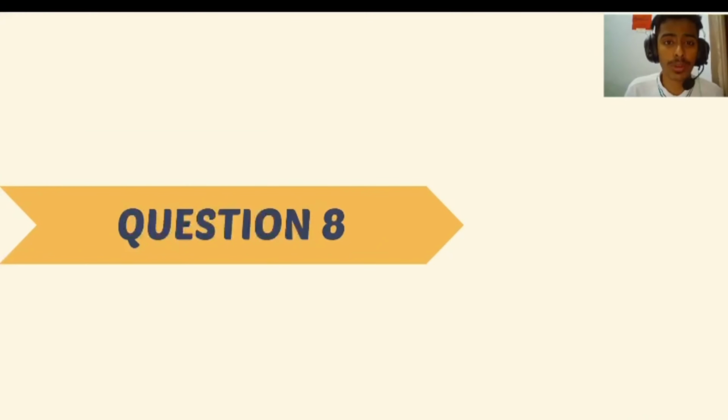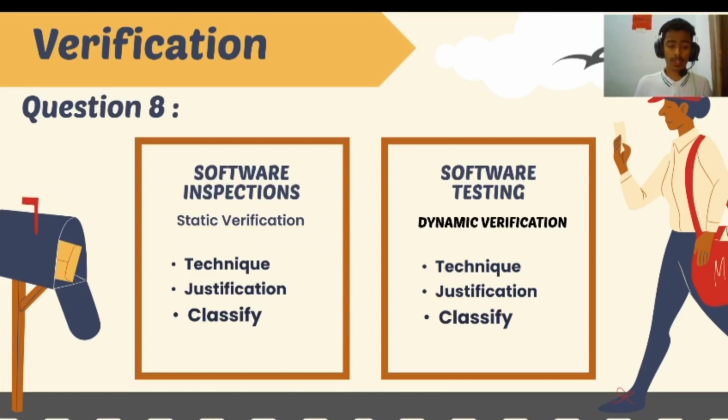Assalamu alaikum warahmatullahi wabarakatuh. My name is Muhammad Al-Hamid. My matric number is CB23010. Now I'll explain question 8. In question 8, we have validation and verification. Now I'll explain the verification. In verification, we have two types, inspection and testing. Each one will be divided into three points: technique, justification, and classification.